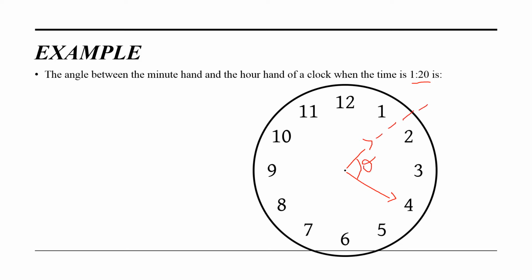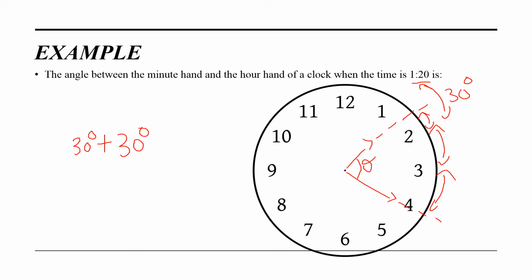From the previous slide, we already know that each gap is 30 degrees. From 2 to 3 is one gap and 3 to 4 is another gap. So we have to add 2 times 30 degrees, and we have to find this angle. The whole angle is 30 degrees. From this we have to calculate this angle.